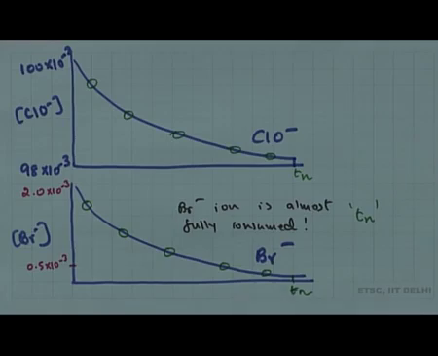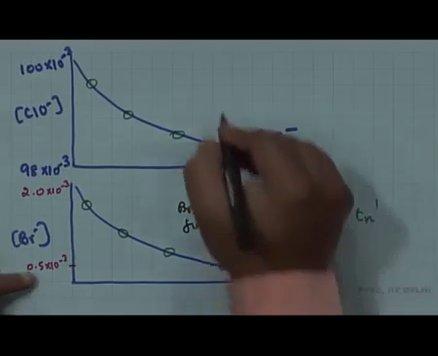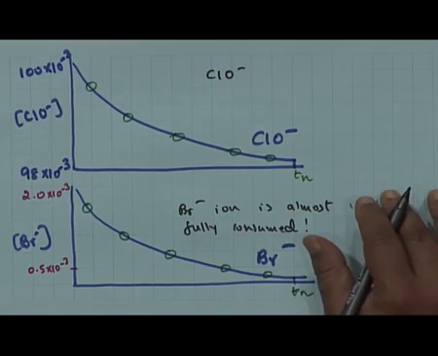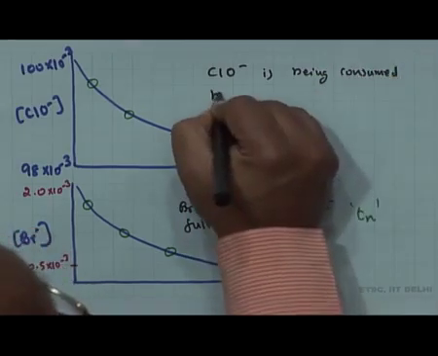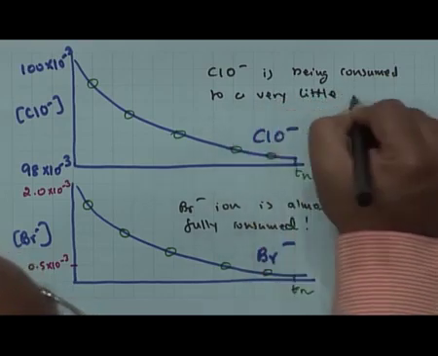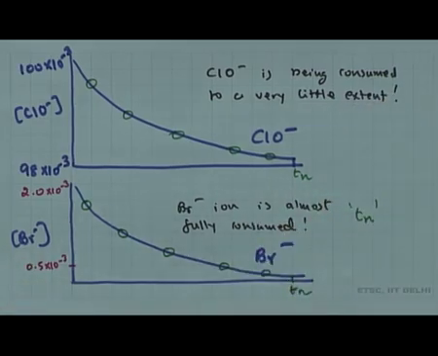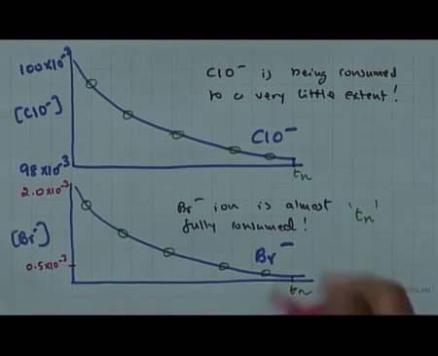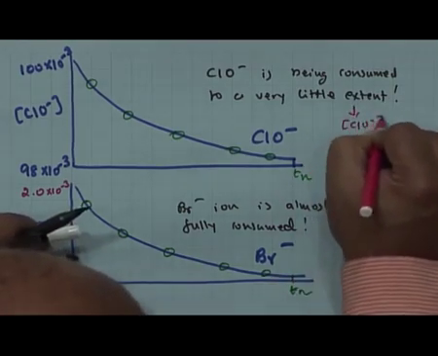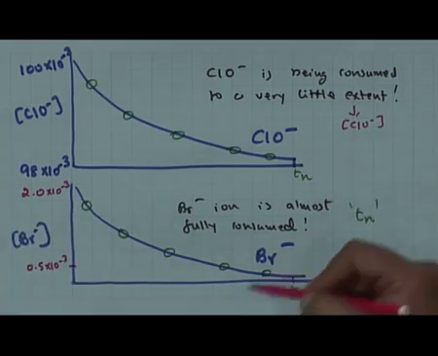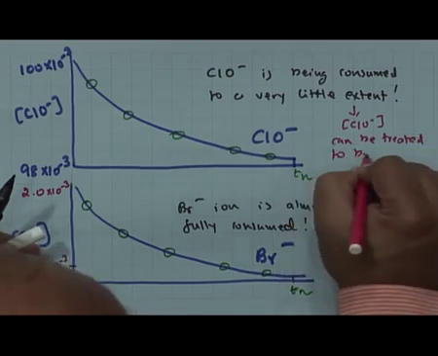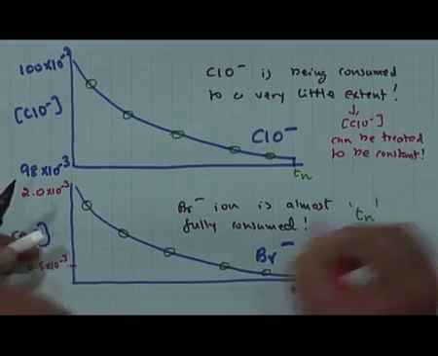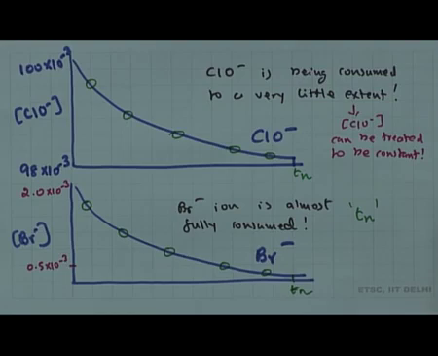However, the hypochlorite was in such large excess that we can write the ClO minus is being consumed to a very little extent, and if that is so, we can say then that this concentration of ClO minus with respect to that of bromide can be treated to be constant, and this is what the subsequent parts of the discussion would rely on or would be dependent upon.